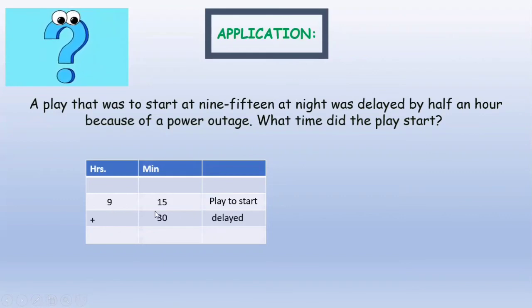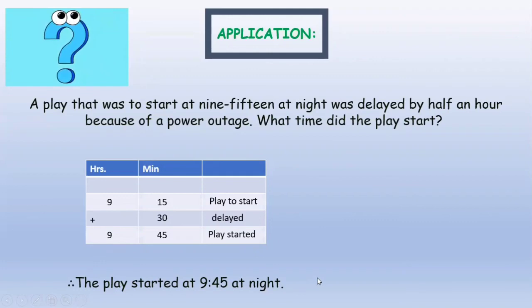That means we have to add 30 to 9:15 and then we get the answer at what time did the play start. So now we know 15 plus 30 gives me 45 and 9 plus there's nothing over here so it is 9 as it is. So the play started at 9:45 and therefore the final answer is the play started at 9:45 at night. I hope you all have got this answer right. If no, please solve it once again and try to understand the concept very well.